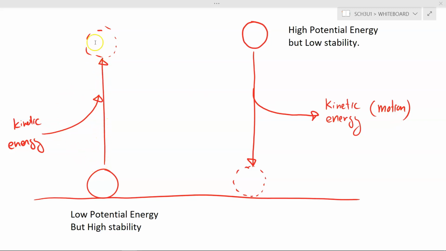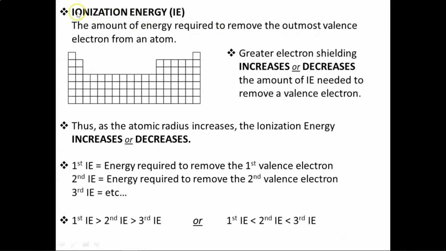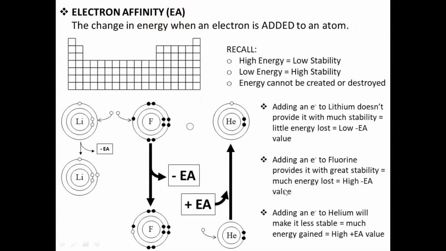The next trend we'll be looking at is called Electron Affinity, EA. Electron affinity is the change in energy when an electron is added to an atom. So while ionization energy is the change in energy when you remove an electron, EA is the change in energy when you add the electron instead. Now take a look at lithium.